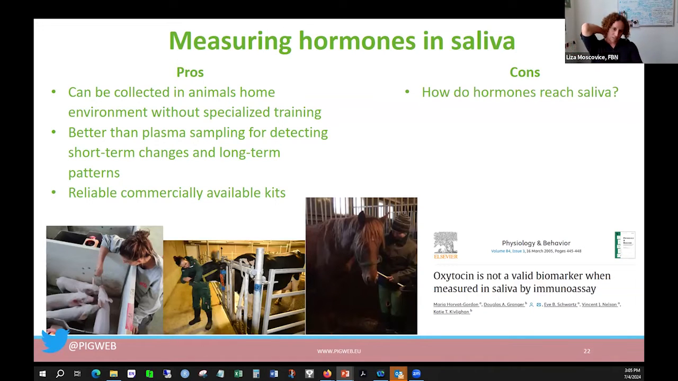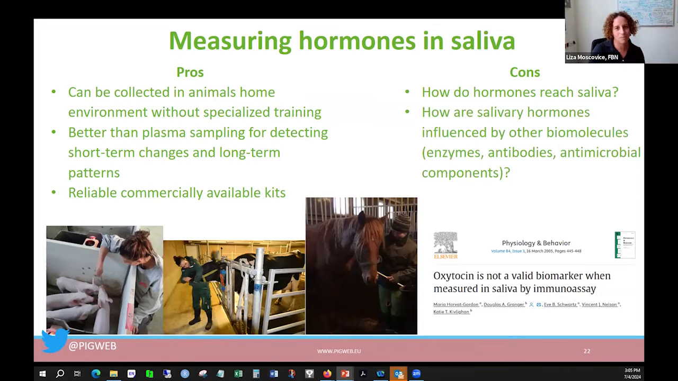The drawbacks for saliva are things I think we really need to think about, talk about more, and do more to address. We actually don't totally understand how some hormones reach saliva. We know we can measure these hormones in saliva, like oxytocin, but it's not totally clear how they get there. And this is confusing. We also know very little about how salivary hormones are influenced by other biomolecules in saliva, like antimicrobial components and other proteins in saliva. This is an area that we just need more research in.